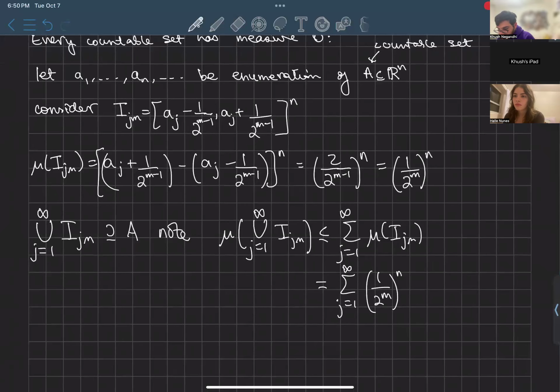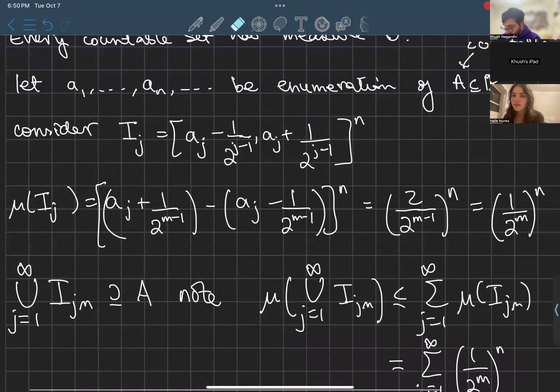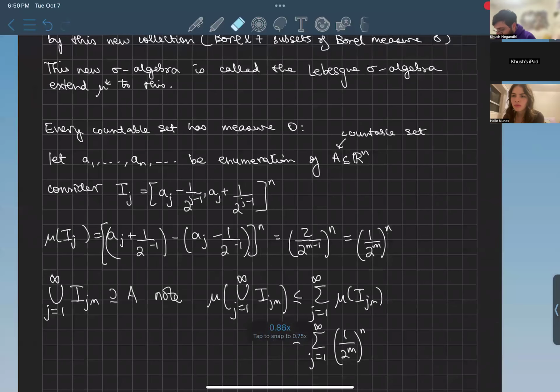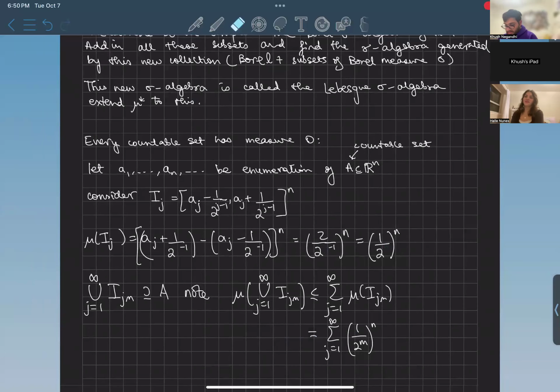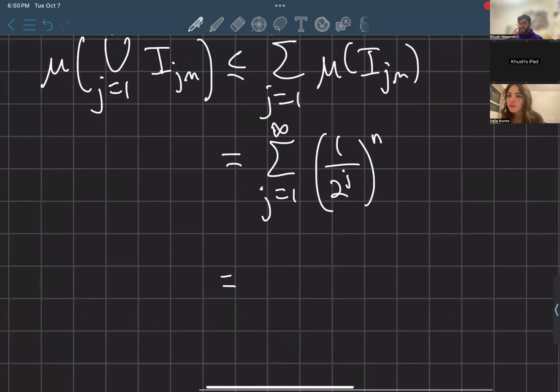Sorry, I've made a mistake since the beginning. This should be a j here. I'm not sure where I got the m from. Sorry about that. Now this is just a geometric series.